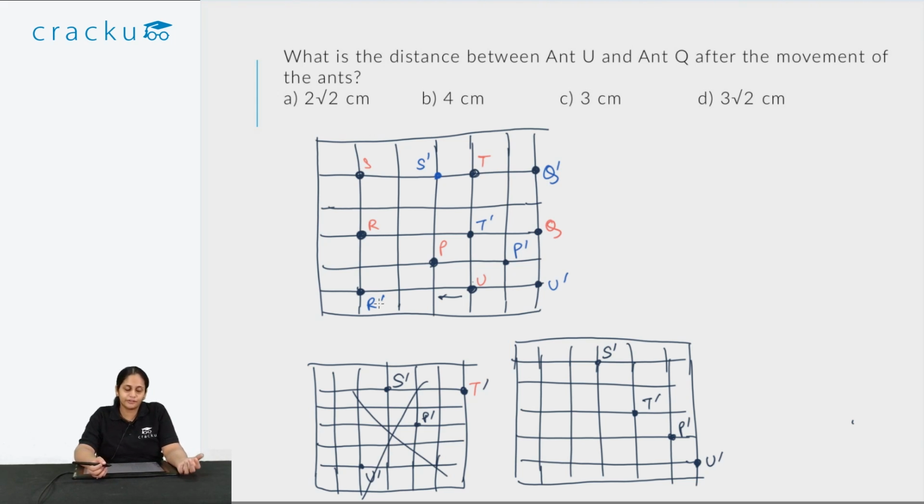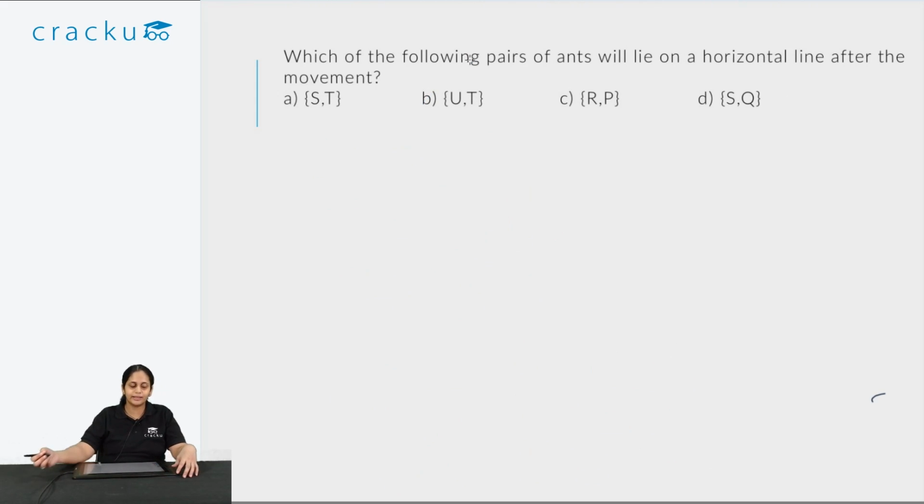So let's take a look at the first question. What is the distance between ant U and ant Q after the movement of the ants? So ant U is over here and ant Q is over here after movement. So the distance between them is 4 centimeters. So the right answer is option B. Let's take a look at the next question.